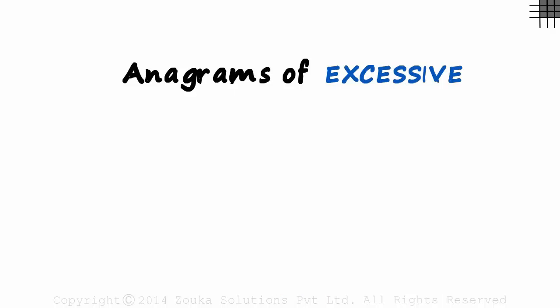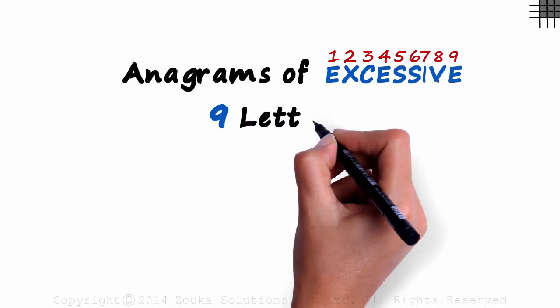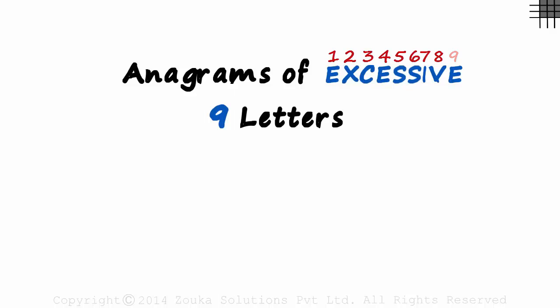It's simple. How should we go about an anagram problem in your exams? The previous method we saw would be a bit tedious. So here's an easier approach. The first thing we should do is count the number of letters in the word. Same or not, just count them. 1, 2, 3, 4, 5, 6, 7, 8 and 9. 9 letters. The word excessive has 9 letters.